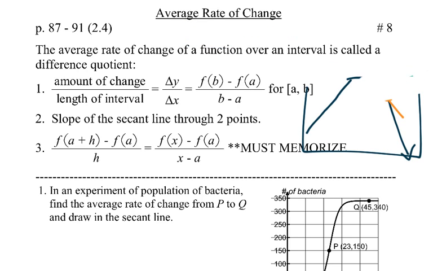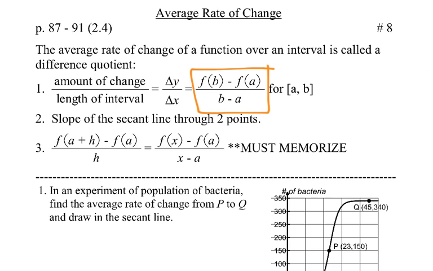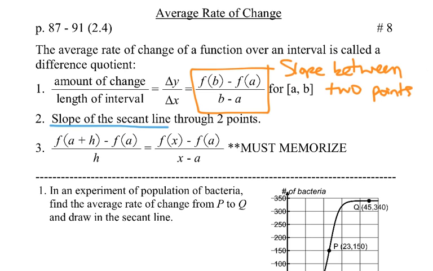Alright, so average rate of change is just the slope, and so the first equation we see here is just a slope equation. And this is the slope between 2 points. And you've been using this equation for a long time, since Algebra 1 probably. So that's the slope between 2 points. And as we just looked at, that's the slope of a secant line.